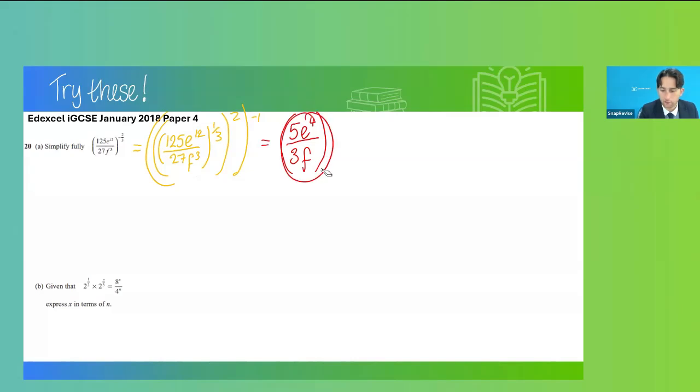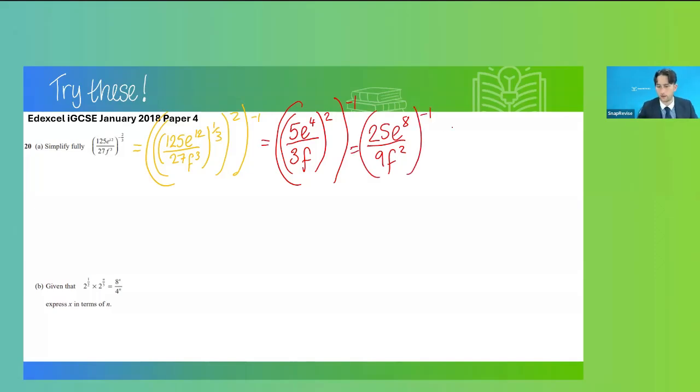If I times that by itself, I'd get 5 times 5 times 5, 125, e to the 12, over 3 times 3 times 3, 27 f cubed. So I've cube rooted it. Then I want to square that, and then I want to flip it. So squared, it'd be 25e to the 8 over 9f squared. And then I'm going to flip the result. So literally flip it, 9f squared over 25e to the 8. Okay, so that's that one. This one here, let's change them all to powers of what?